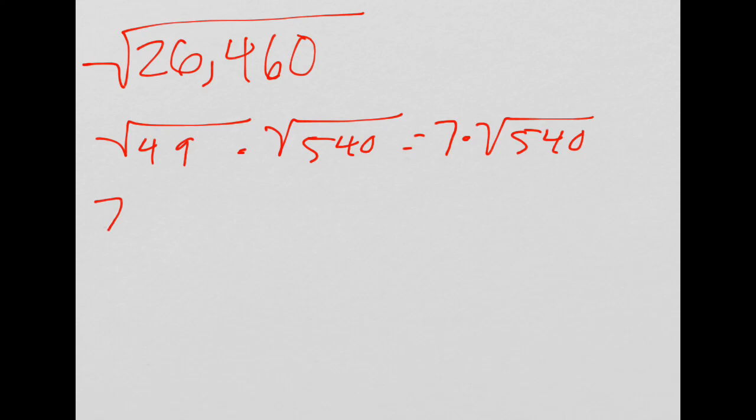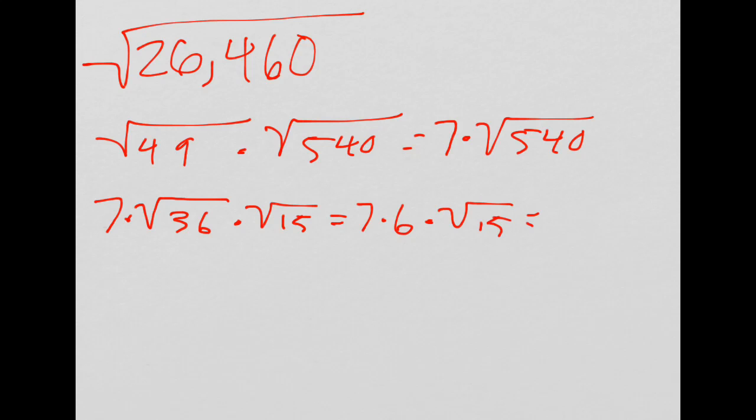So again, we can rewrite this as 7 times the square root of 36 times the square root of 15. Again, we can simplify the square root of 36 to 6, so we get 7 times 6 times the square root of 15, which is, of course, 42 times the square root of 15.